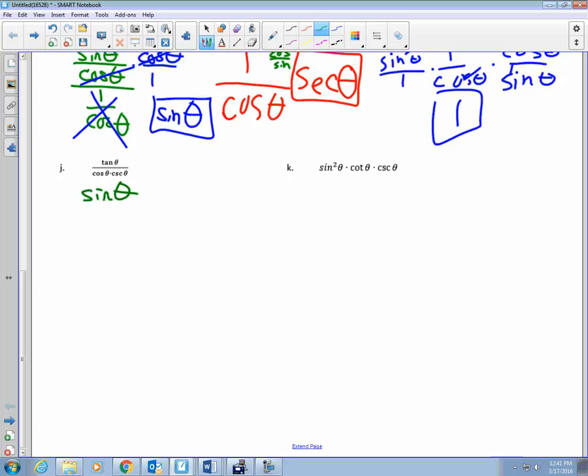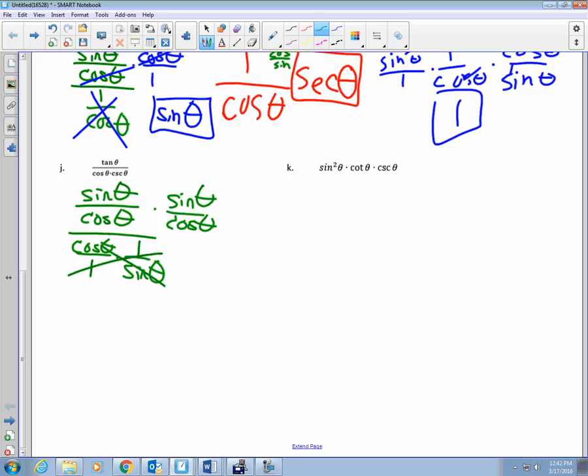Sine of theta or cosine of theta? Divided by cosine of theta over 1 times 1 over sine of theta. So in the denominator, you get cosine over sine. I will multiply by the reciprocal, which would be sine over cosine. Does anything cancel? No. What do you get? Sine squared over cosine squared. What's sine over cosine? What's sine squared over cosine squared?